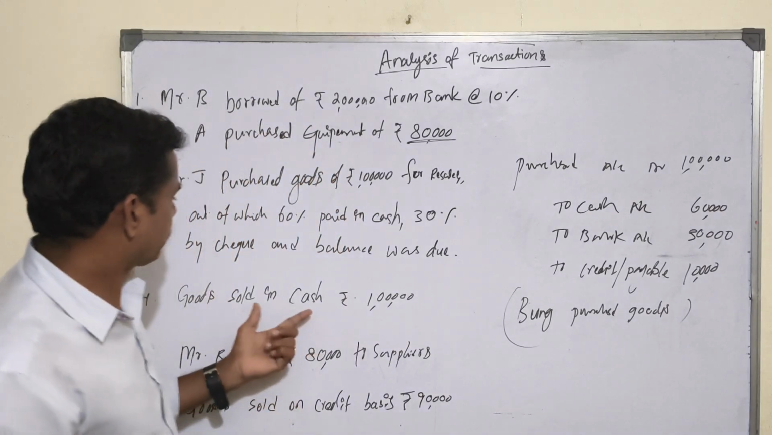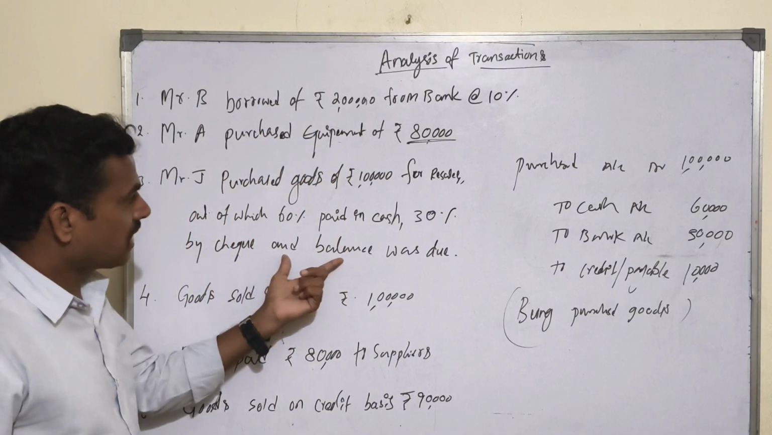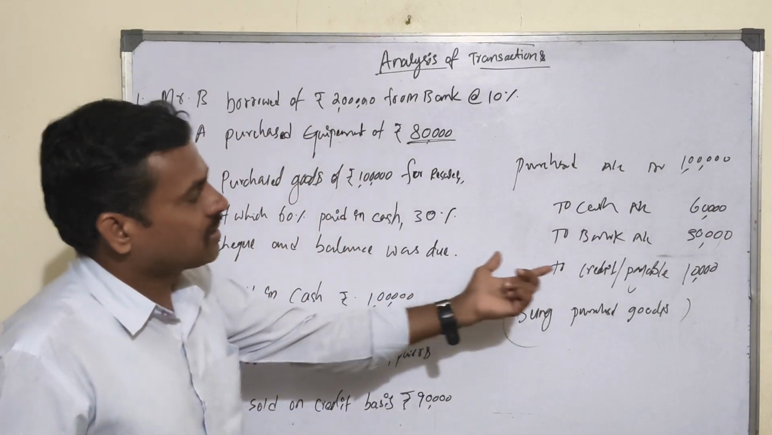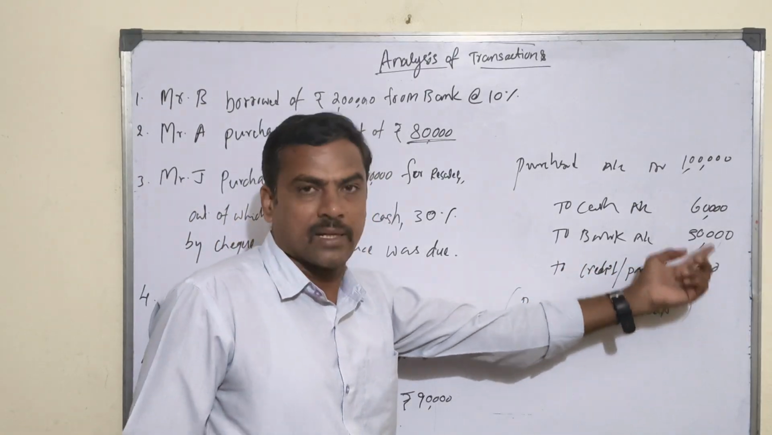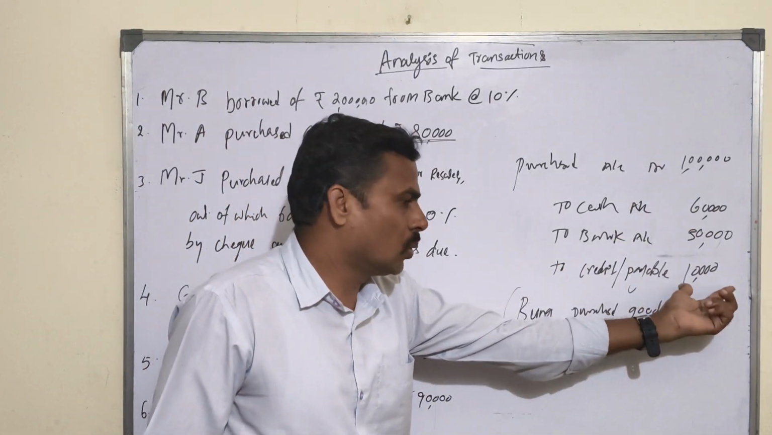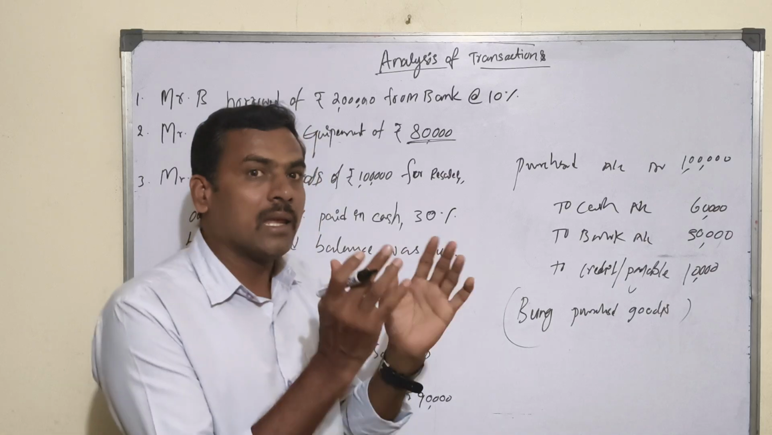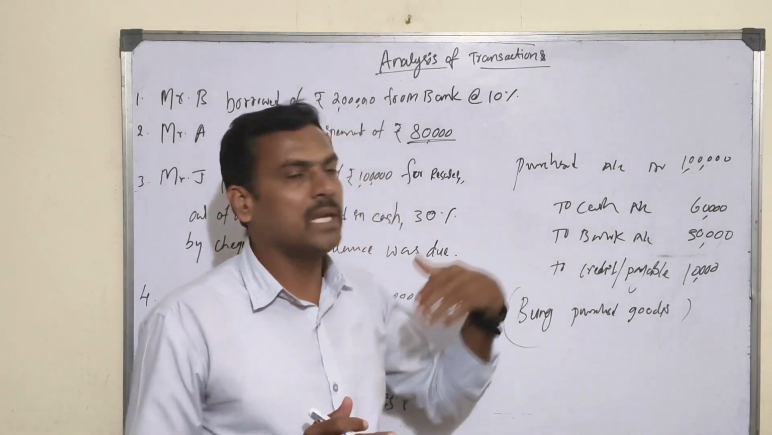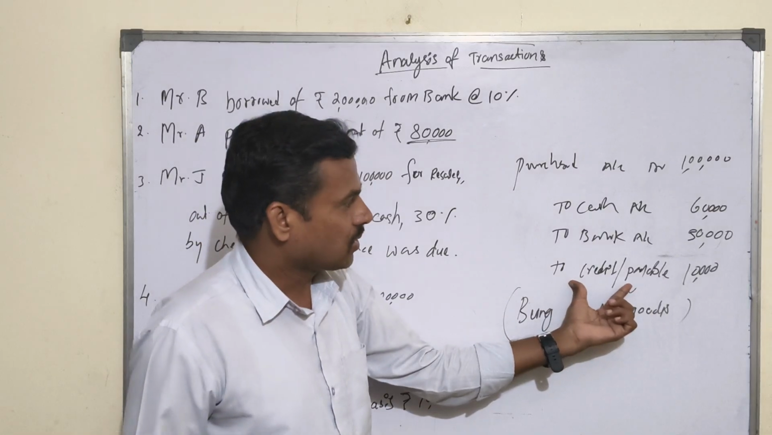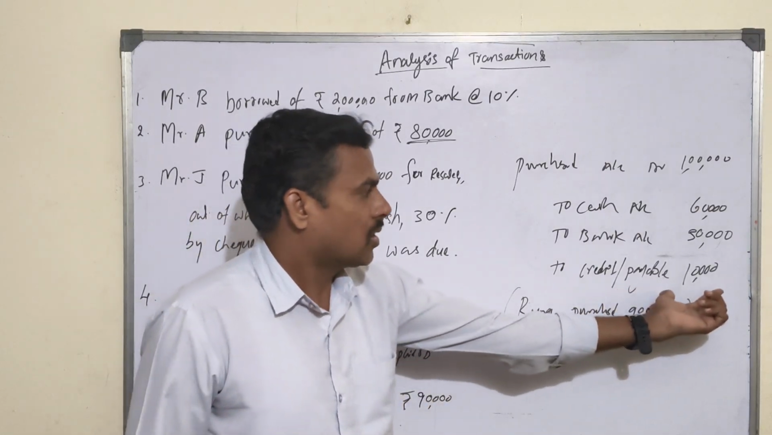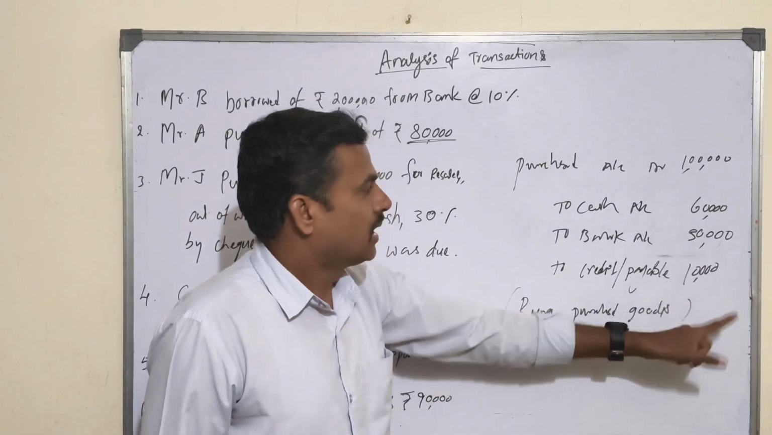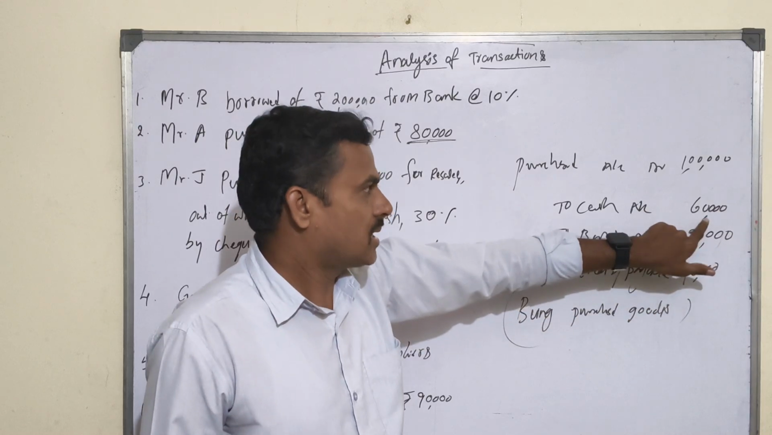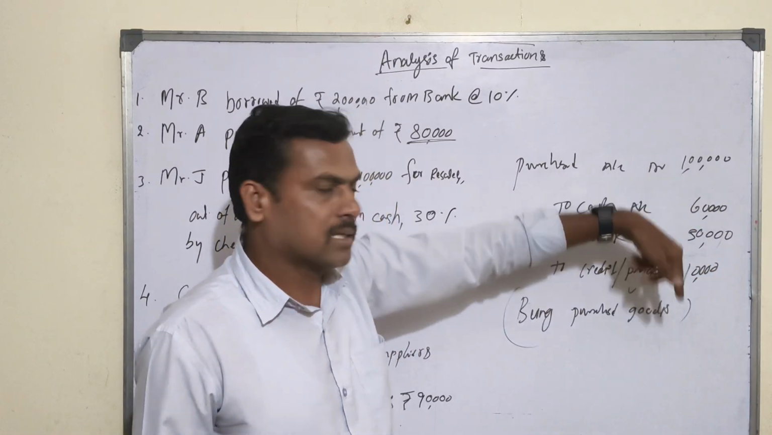The next one, and the balance was due. What is the balance? 10%. 10% on 1 lakh is 10,000. That was a due. When there is a due, creditors will get created, because the company has to settle. Creditors or payable account 10,000. 10,000 plus 30,000 plus 60,000 is equal to 1 lakh.